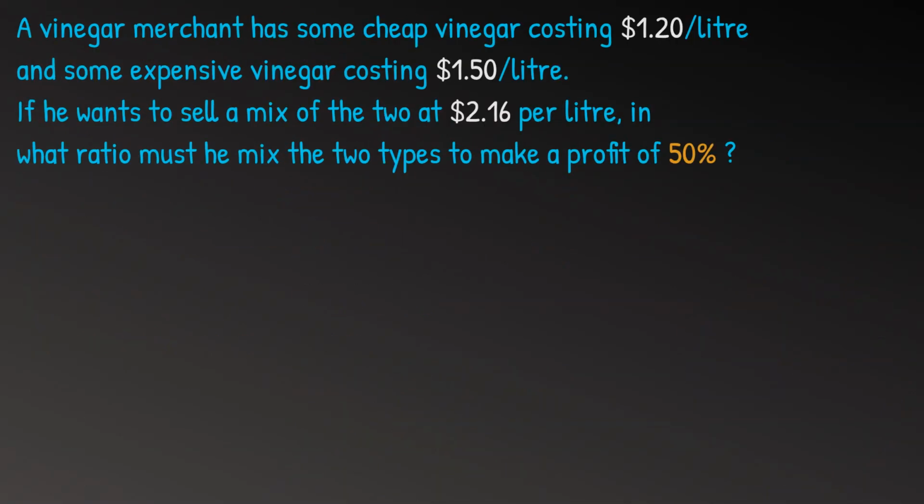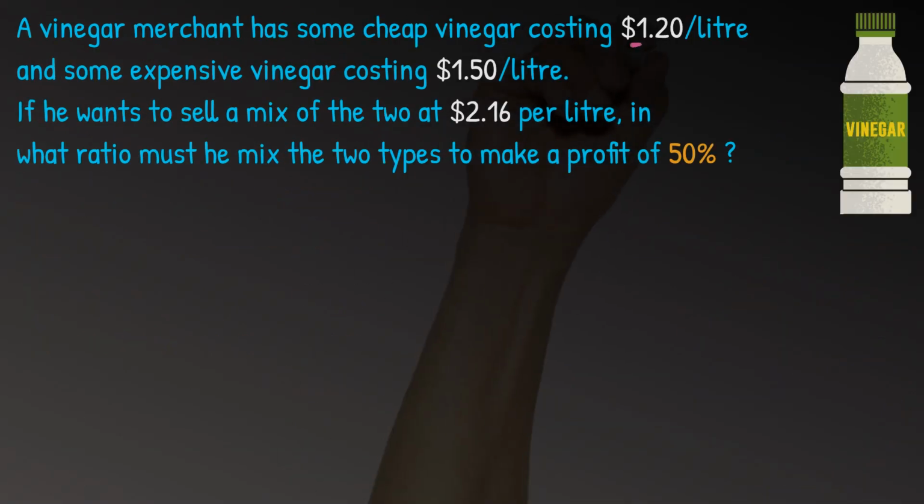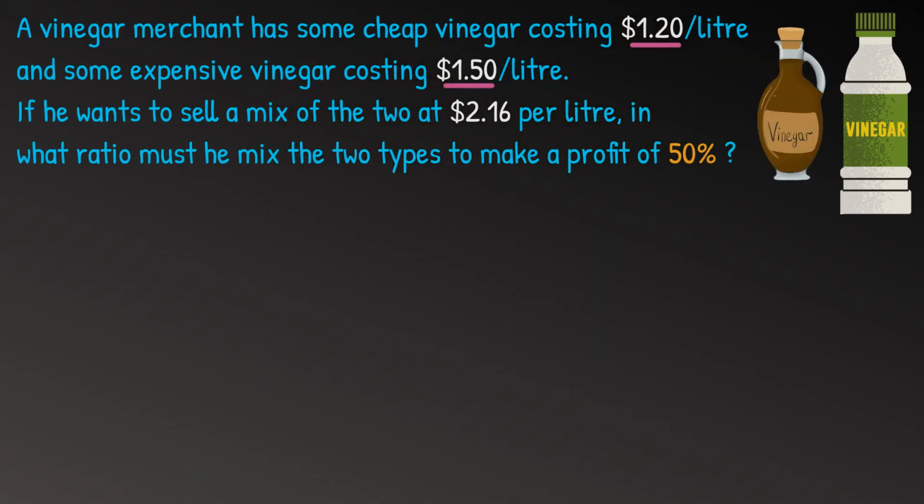Next, we have a vinegar merchant who has some cheap vinegar at $1.20 a litre and some expensive vinegar at $1.50 a litre. Now he wants to sell a mixture of the two vinegars at $2.16 a litre, so in what ratio does he have to mix the two types if he wants to make a profit of 50%?